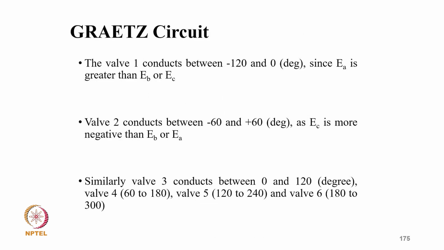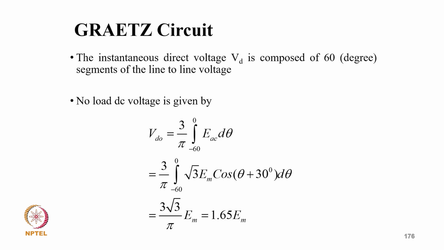So coming to valve 1, it conducts between minus 60 to 0, since EA is greater than EB or EC, and valve 2 conducts between minus 60 to plus 60 degree, as EC is more negative than EB or EA. Similarly, valve 3 conducts between 0 and 120 degree, and valve 4 conducts 60 to 180 degree, and valve 5 120 to 240, and valve 6 180 to 300.